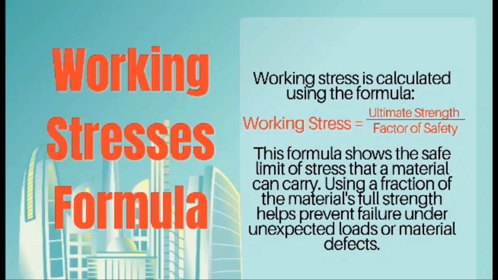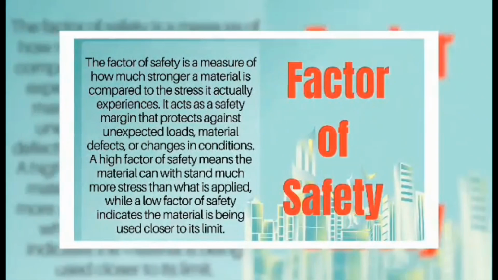So, the working stress formula shows how to find the stress limit of a material. It is calculated by dividing the ultimate stress by the factor of safety. This means only a portion of the material's full strength is used to ensure safety.